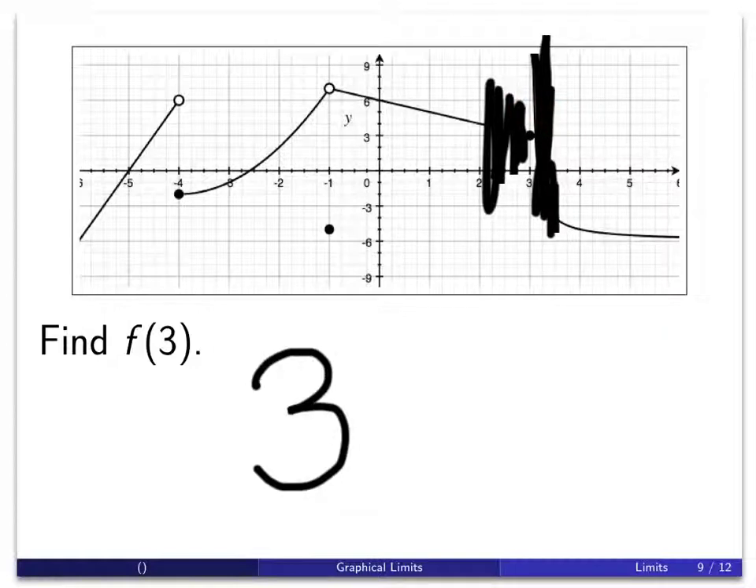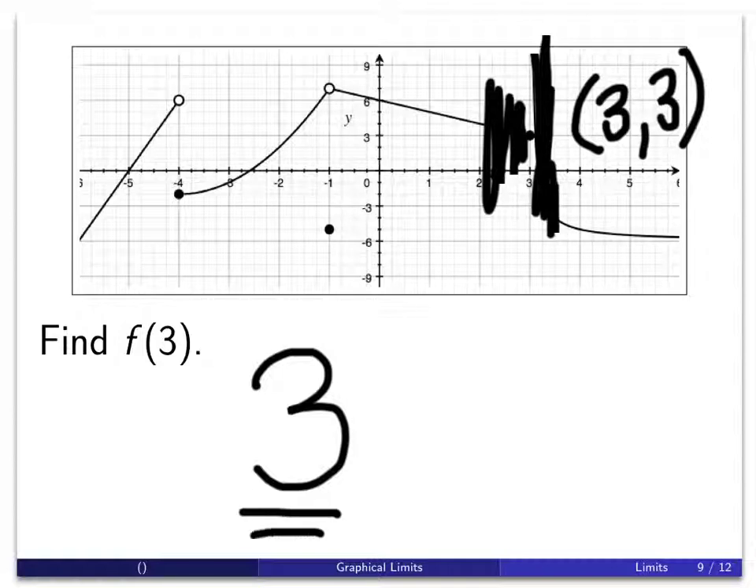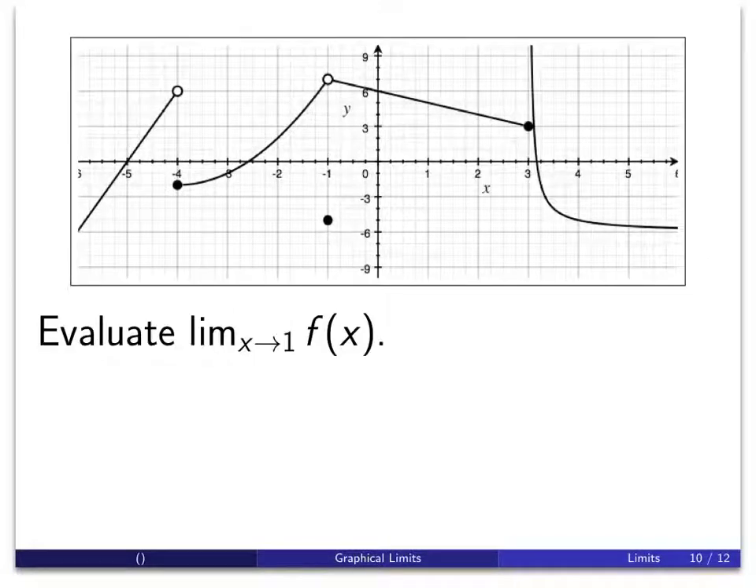If I wanted to put coordinates on that point, I would say that was the point (3, 3). And so my limit is the y value that I see there, or this isn't the limit, I'm sorry. The function value is the y value, which is exactly 3. All right, now this is an oddball one.